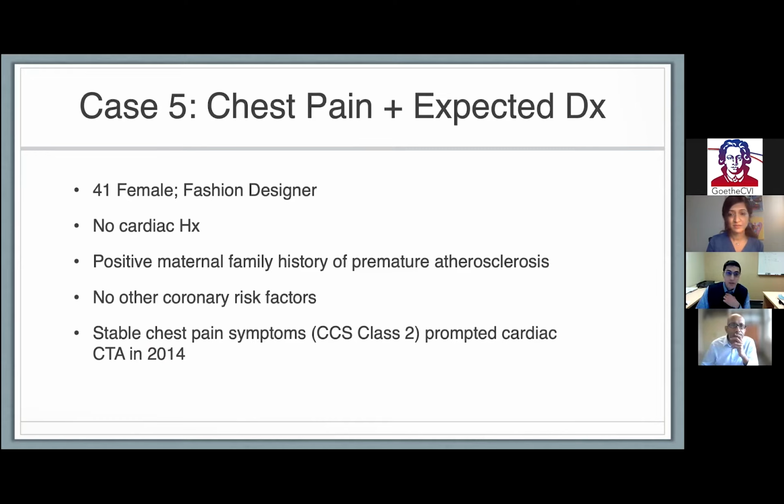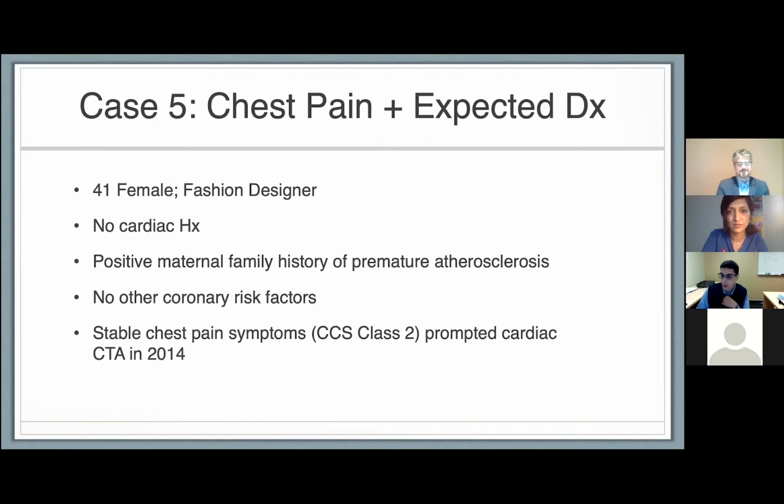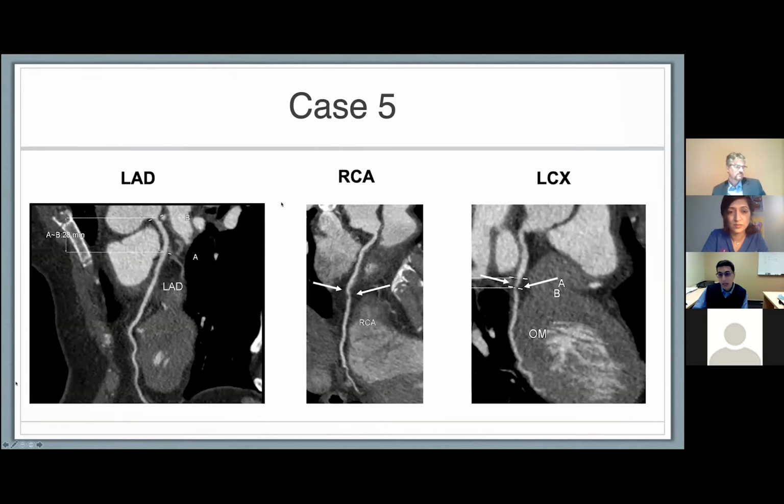So this was a 41-year-old female fashion designer with no prior cardiac history, but a positive maternal family history of premature atherosclerosis, who presented to a cardiologist with stable CCS class 2 chest pain symptoms that were fairly typical for angina. The cardiologist actually organized the cardiac CTA in 2014, and we see here the results of the CTA.